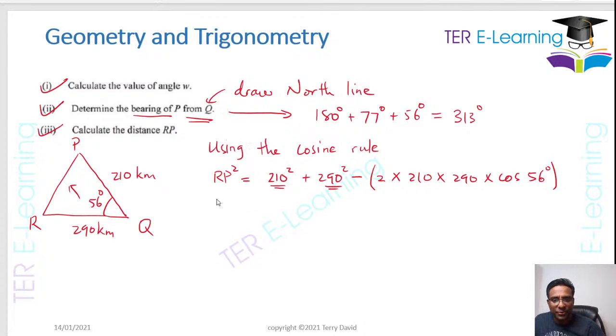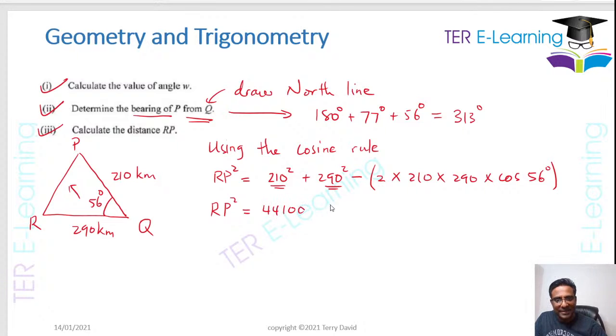So now all we're doing here is we're going to work this out. So RP squared. Now, some students can work this out in one go, and that's fine once you don't make a mistake. So this here is going to be 44,100.